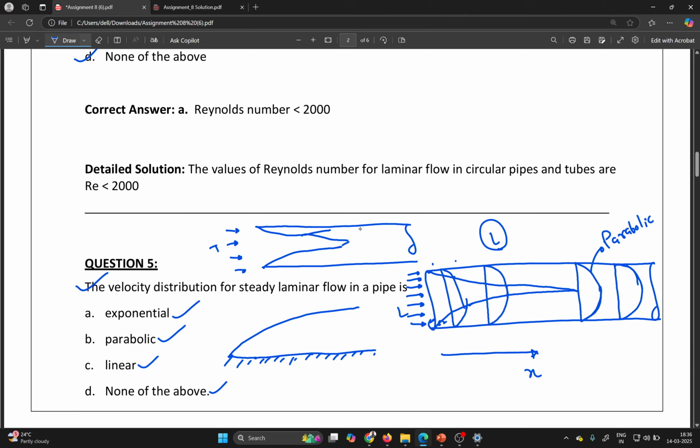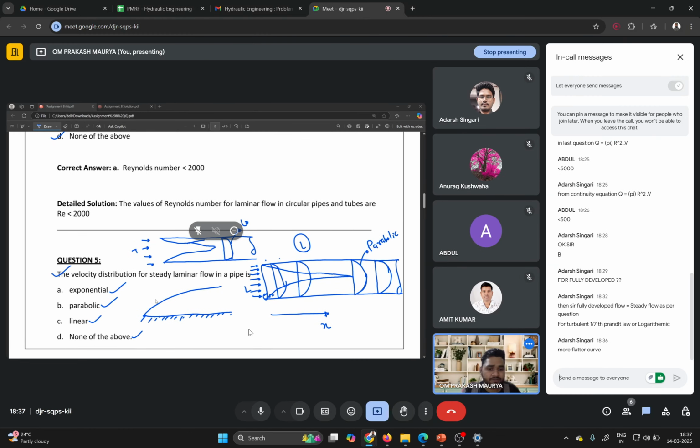After fully developed, the velocity diagram will be a linear variation here, a linear variation here also, then a logarithmic variation. The logarithmic portion is much more than the linear. So generally we call the turbulent velocity variation logarithmic because that portion is much larger compared to the linear variation. So remember please. I hope you all got my point.